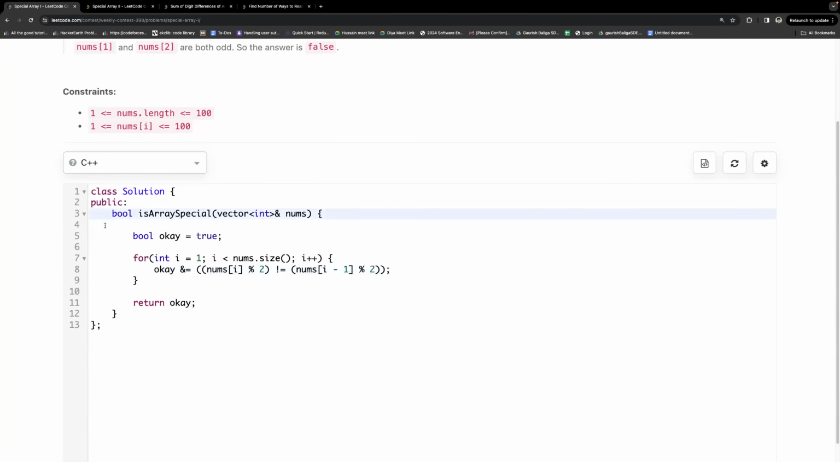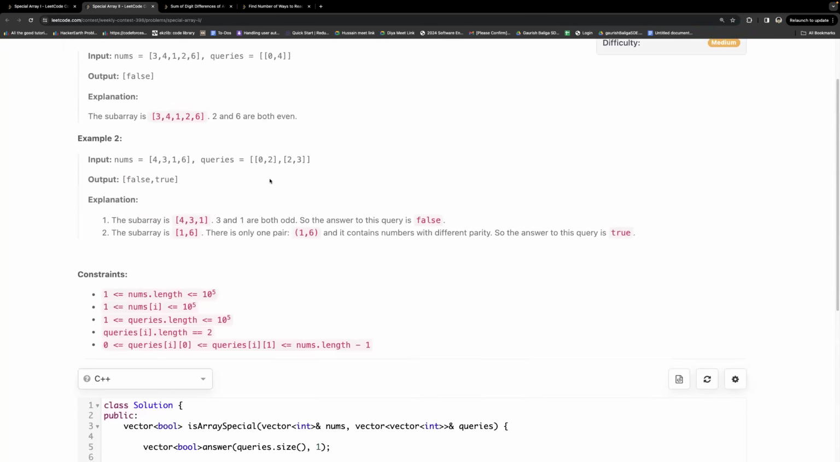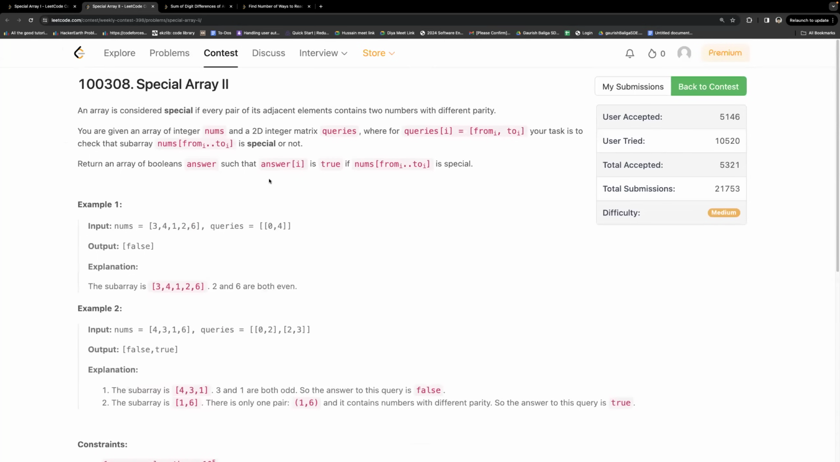So that is more or less for the first problem, guys. Moving on to the next problem. A very neat problem. Let's have a look at how to solve it. Special Array 2. An array is considered special if every pair of its adjacent elements contains two numbers with different parity. You are given an array of integers nums and a 2D matrix queries, where queries[i] has from i and to i. Your task is to check whether the subarray nums from from i to to i is special or not. It is special if all pairs of adjacent elements have different parity. Return an array of Boolean answers such that answer[i] is true if so on and so forth.